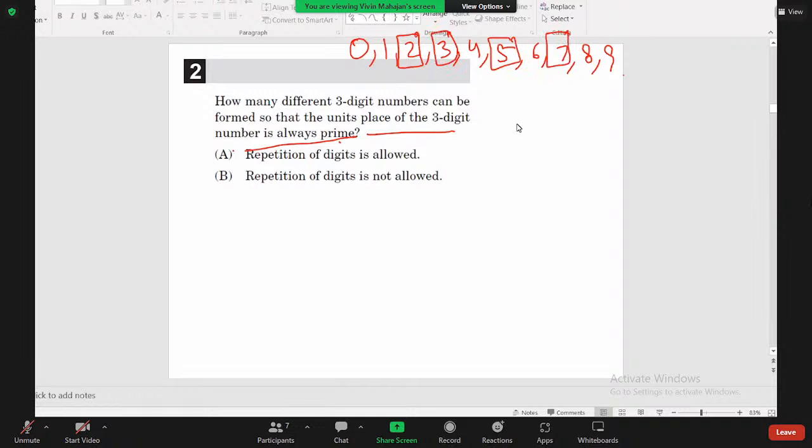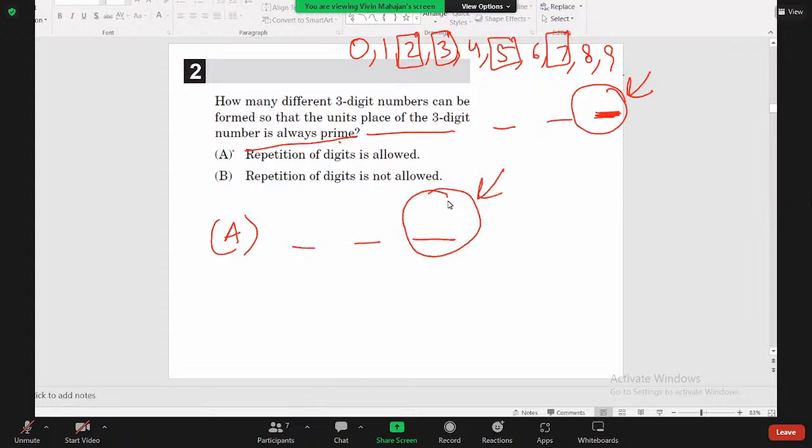So I need to form a 3-digit number where the units place should have a prime digit. So there is a condition attached at the rightmost position. So the question will be solved this way, that you need to fill the condition first and then proceed from left to right. A part says repetition of the digits is allowed. So we need to form a 3-digit number. So we'll be making 3 dashes. The condition attaches at this position that it should have only a prime digit.